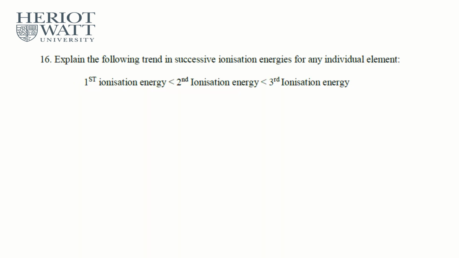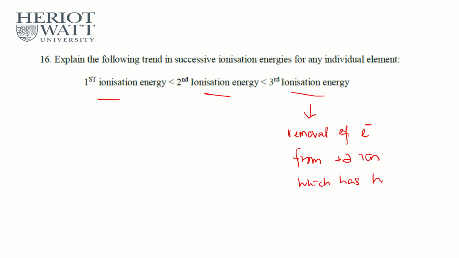Okay, 16. Explain the following trend in successive ionization energies for any individual element. So why is the third ionization energy the greatest, followed by second and first? Because the third ionization energy involves the removal of electrons from a positive 2 ion, which has a higher core charge or effective nuclear charge.